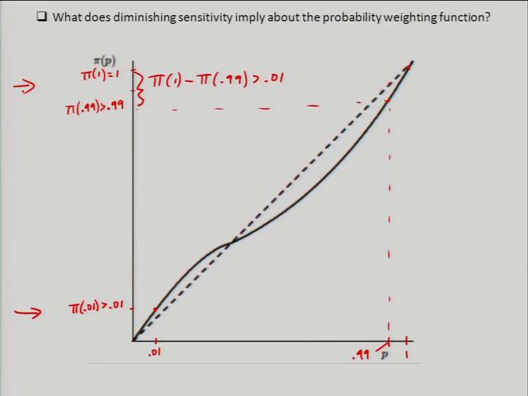Oh, I'm sorry, that should have been a less than. Thank you for catching that. The weight that people put on 0.99 is less than 0.99. What that means is that the difference between the two, the difference between certainty and 1% less than certainty, is greater than 0.01. Thank you very much for catching that.